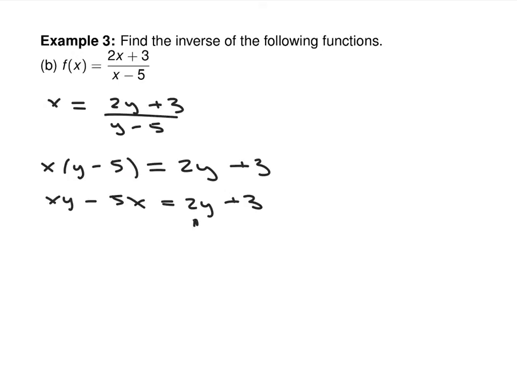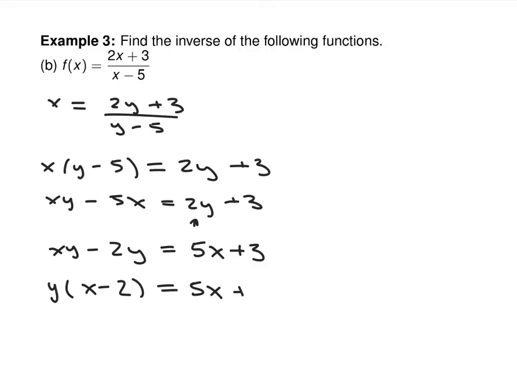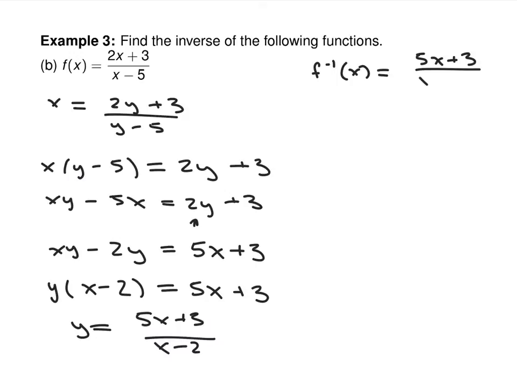I'm going to move this y to the left side, and then move 5x to the right, although it doesn't matter which side you pick. The point is get all the y's on one side, everything that has no y goes on the other side. So xy minus 2y equals 5x plus 3. Is everyone okay with that? And take out a greatest common factor of y. That's how you make two y's into one. And y is equal to (5x plus 3) over (x minus 2). So f inverse is (5x plus 3) over (x minus 2).